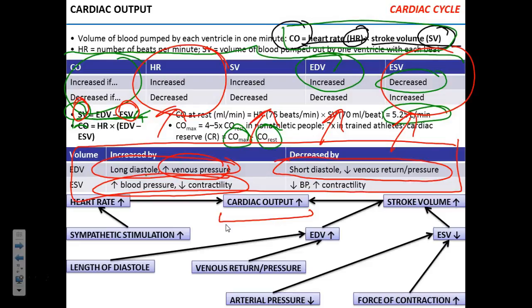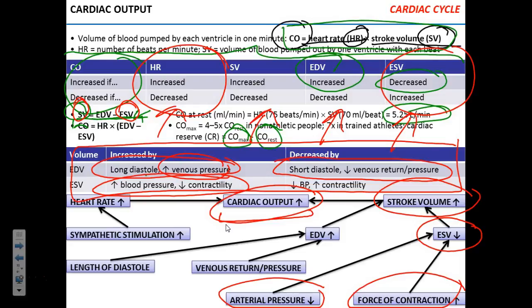So what can increase it? Increased force of contraction of the heart. Because if the heart contracts stronger, end systolic volume will go down, stroke volume will go up, cardiac output will go up. Lower arterial pressure, less resistance to the heart pumping. Again, decreased end systolic volume, increased stroke volume, increased cardiac output.